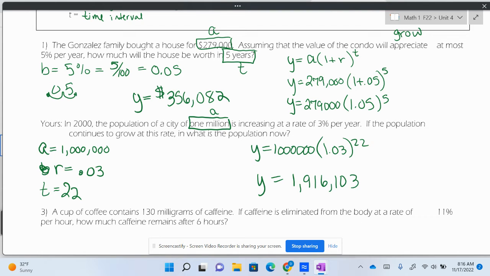And just round to the nearest whole person because we're not doing half of a person. They probably wouldn't like that. Some of you guys didn't write the names on the back of your papers. You're not going to get points for that.